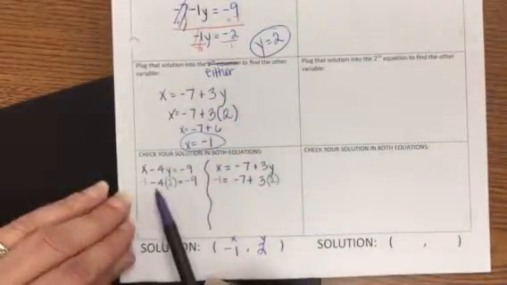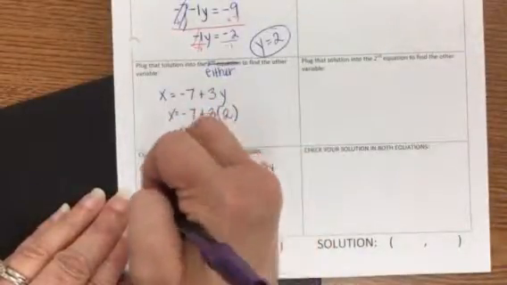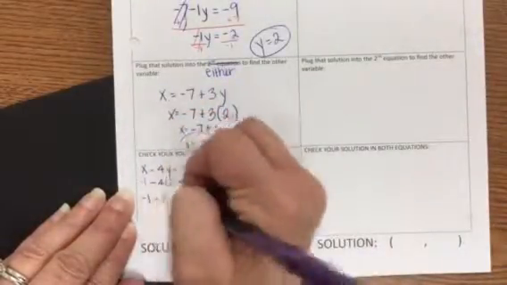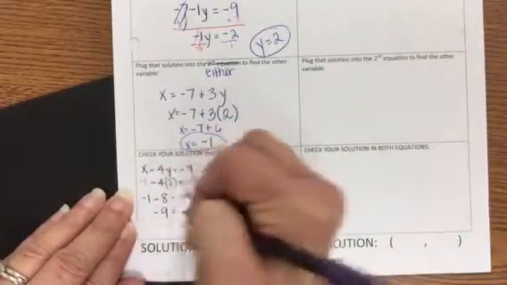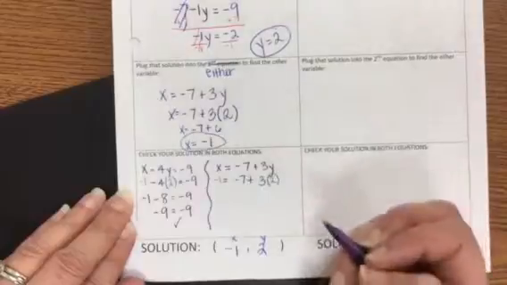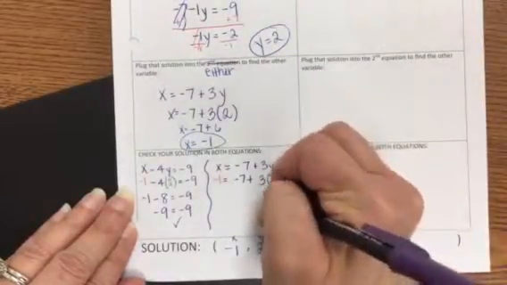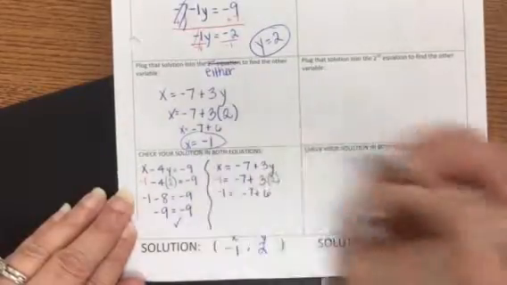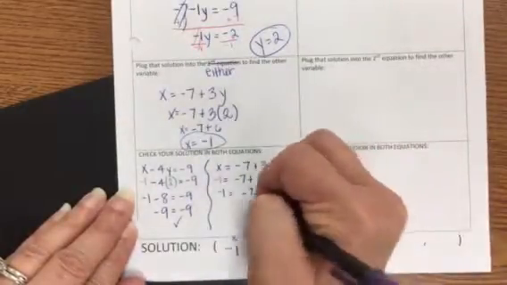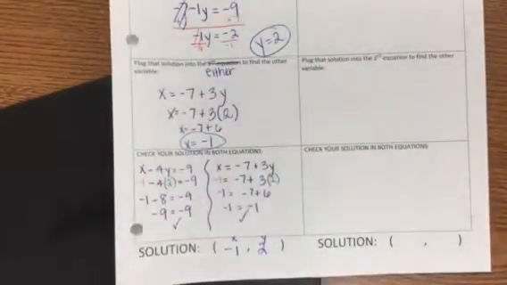So we have negative 1 minus 4 times 2. Well, negative 4 times 2 should be a negative 8. And negative 1 minus 8 does make a negative 9. So that is a true statement. Let's check the other equation. 3 times 2 is 6. Negative 7 plus 6 is negative 1. That is a check as well.